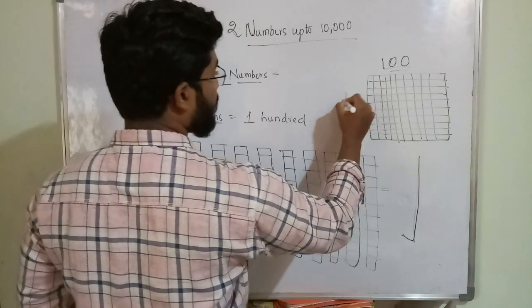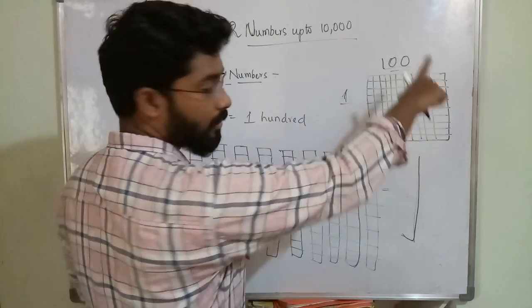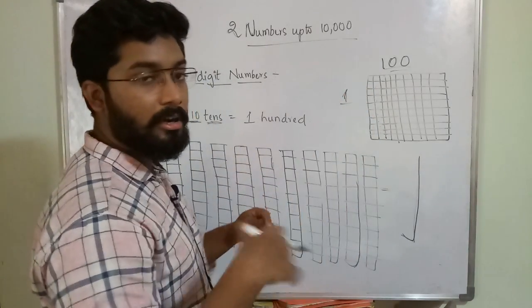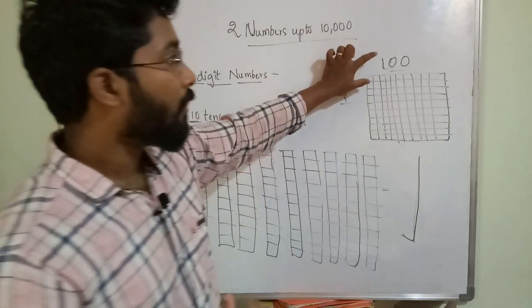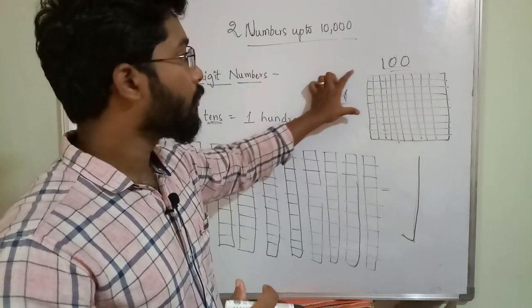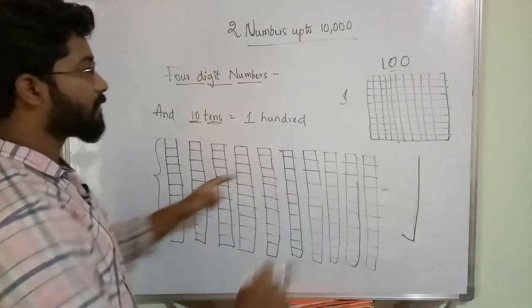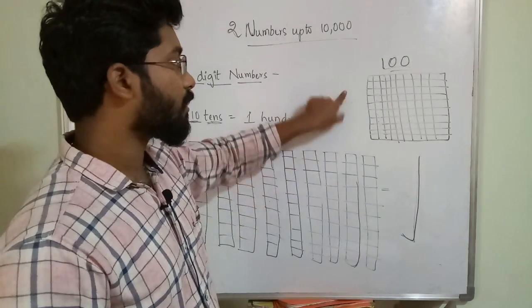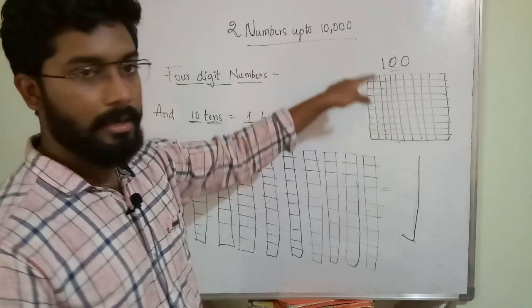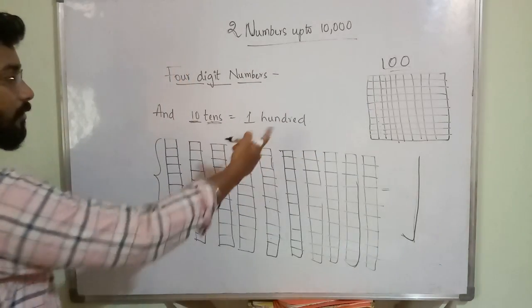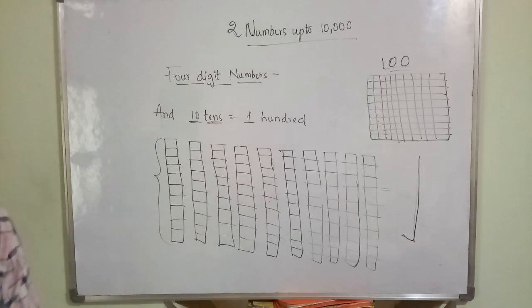So this is how much? There is only one such type of box, no? How many boxes are there of value 100? Only one box, no? So that is why he is telling 10 tens is equal to 1. Only one box is there. What is the value of this box? 100. So 10 tens equal to 100 means this one.